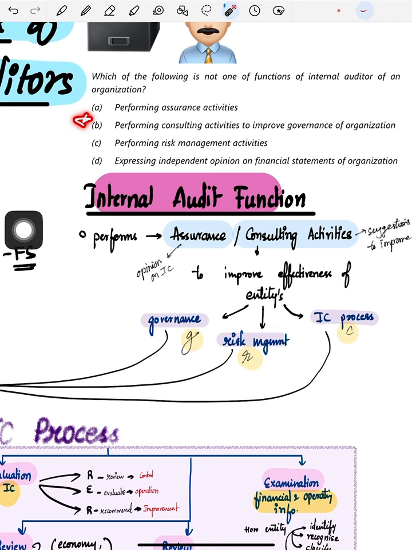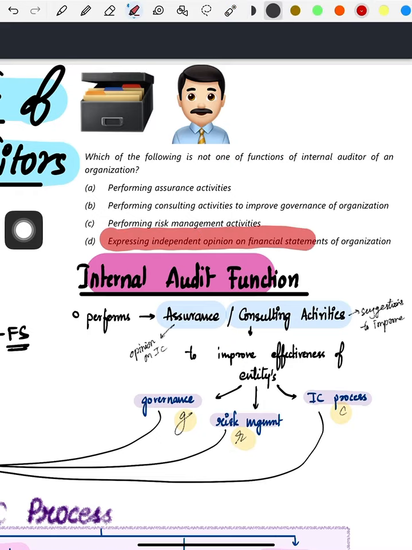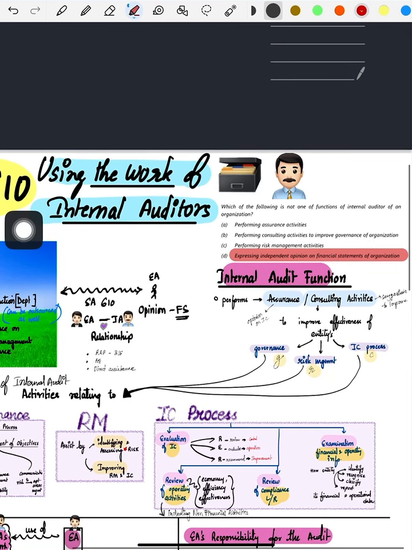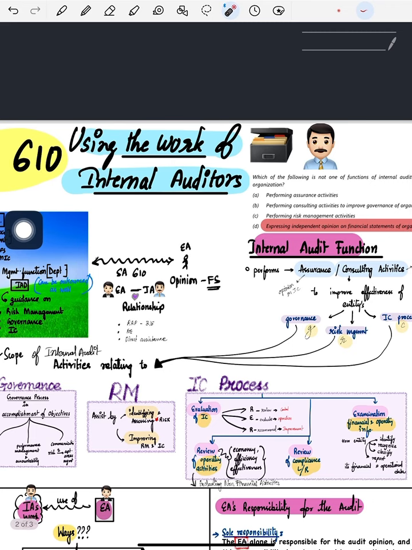There is an important MCQ over here if you take a look. Which of the following is not a function of the internal auditor of an organization? Performing assurance activities, performing consulting activities to improve governance of the organization, performing risk management activities, or expressing an independent opinion on financial statements. The internal auditor can never express an independent opinion on the financial statements. Okay, so this is the wrong one. Just from the first definition part only, we are able to solve an MCQ. We don't know from which nook and corner of the SA they are going to test us, so we need to understand the entire SA properly. This was about the meaning of internal audit function.